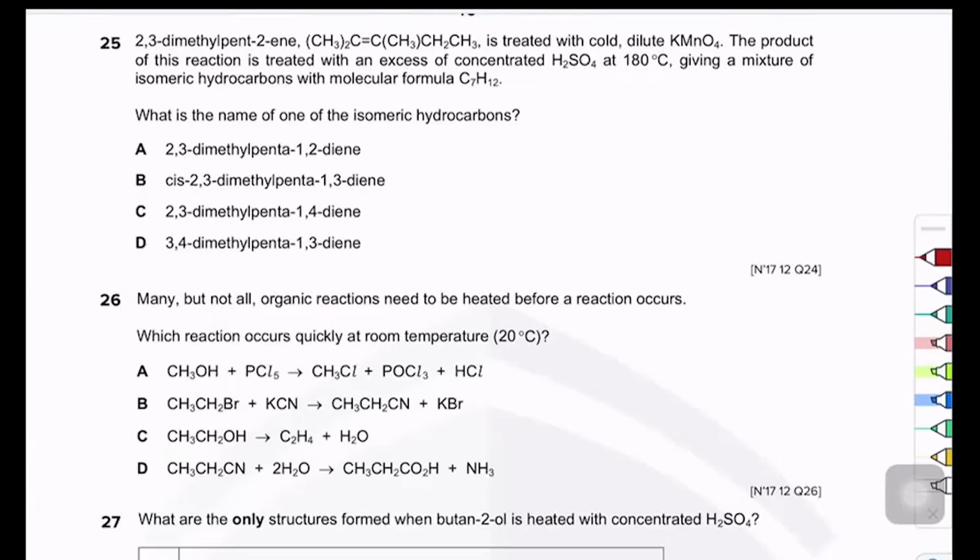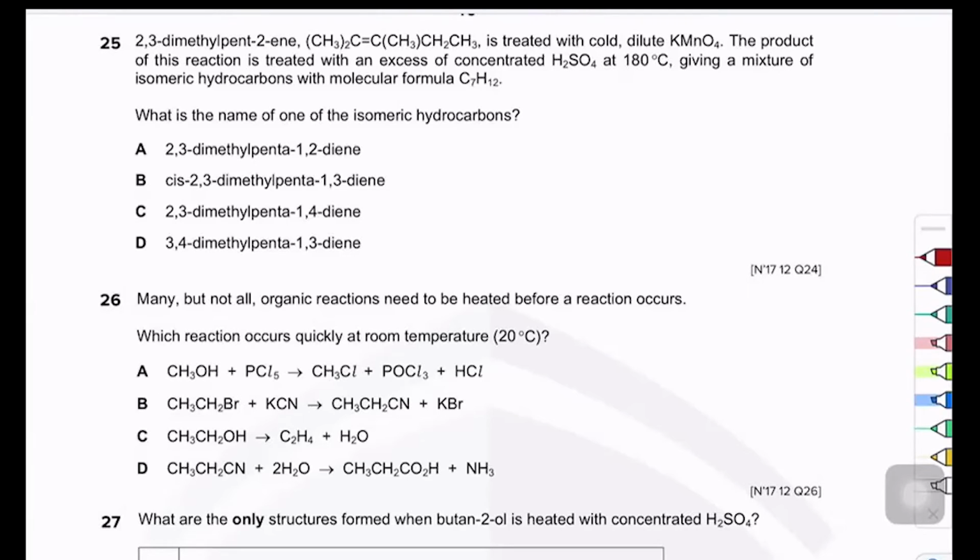2,3-dimethyl-pentene is treated with cold dilute KMnO4. What does cold dilute KMnO4 do to this? It makes diols. Very good. It makes a diol where the double bond is. The diol product of this reaction is treated with excess concentrated sulfuric acid. Now what will happen? It will remove OH and H, giving us new double bonds, right? Those double bonds can be on the adjacent carbon. So two new double bonds will form. What is the name of one of the isomeric hydrocarbons?